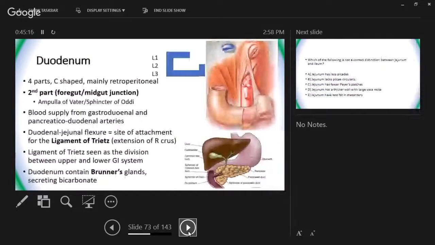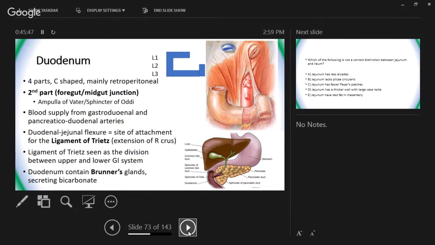So this is again here. Retroperitoneal mostly. Same shapes. The second part is what everyone knows about. There's the junction between the foregut and midgut. The ligament of Treitz attaches to that fourth part of the duodenum, and that's essentially the duodenojejunal flexure. So that's where the junction is between duodenum and jejunum.